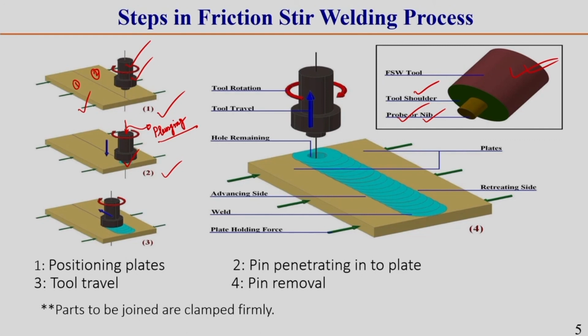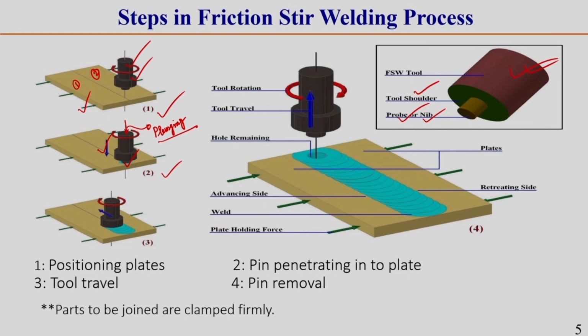Once the temperature starts rising, and if the temperature rise reaches a sufficient value, the material becomes softened. Okay. Once the material becomes softened due to this rotation and frictional heating, we use some downward movement of the FSW tool. Here you see the downward movement of the FSW tool. It generally goes gradually in the downward direction.